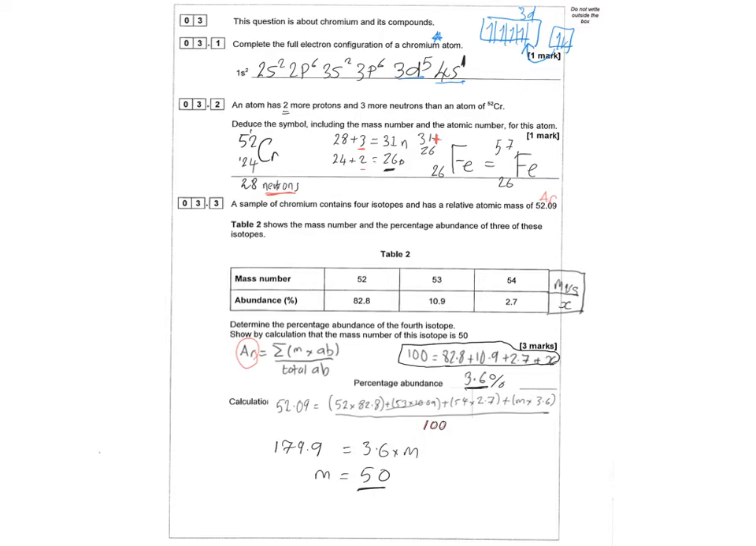In this next question here, where you're given the 52 chromium atom, you need to go to your periodic table to find out what the proton number is.